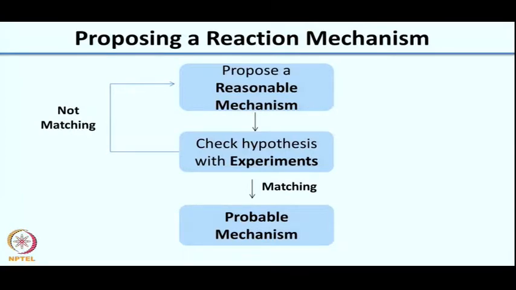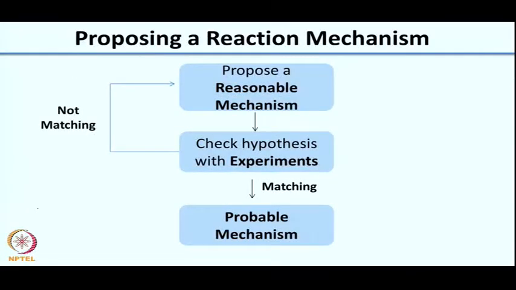So in your case, whoever reaches faster, their hypothesis was correct, alright. Now if it does not match, what you would do is you would again go back, propose a new reaction mechanism and again check the hypothesis with experiments. So that is how this goes. So this is a continuous cycle.